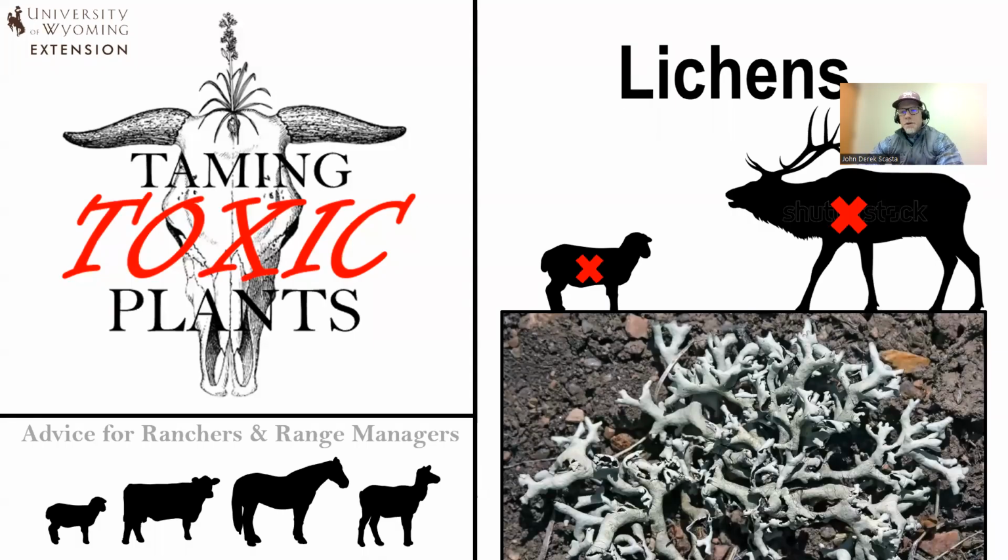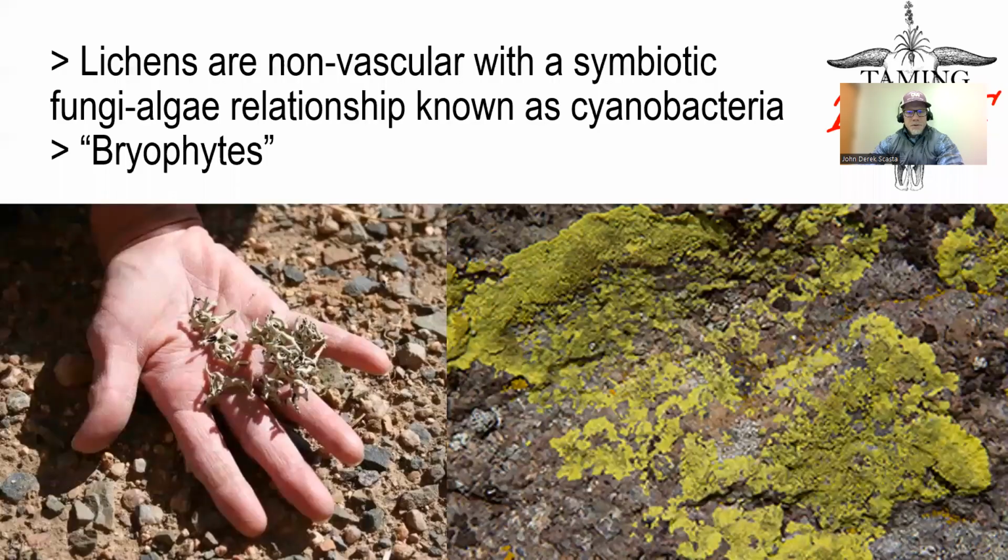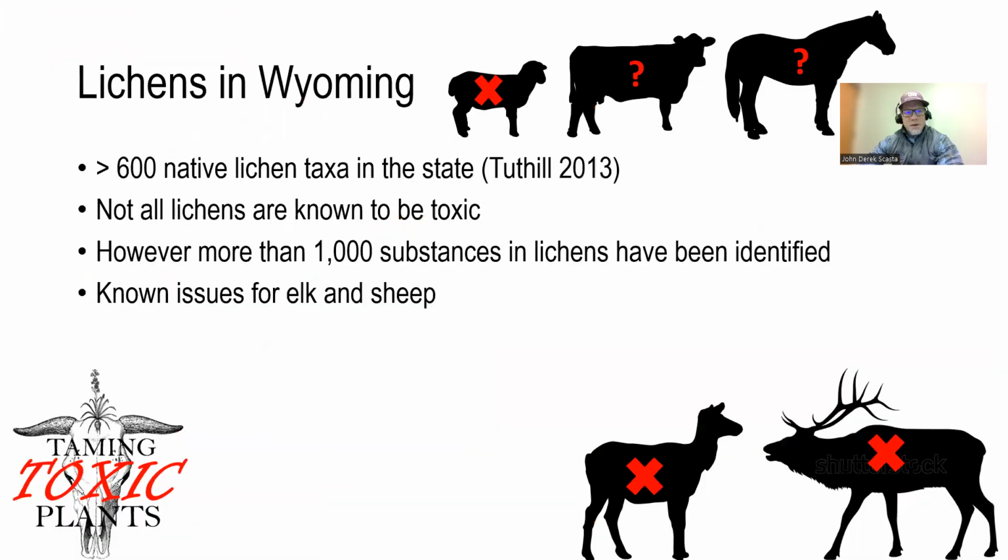Today I want to tell you about a really unique situation with lichens that are known to cause problems in sheep and elk. So lichens are non-vascular organisms with a symbiotic relationship between a fungus and an algae, and we call them cyanobacteria. They're also called bryophytes. Here you can see two examples of lichens that I've noted in my area of Wyoming.